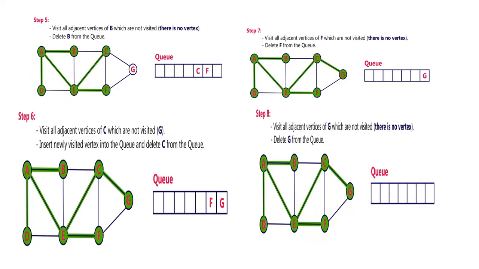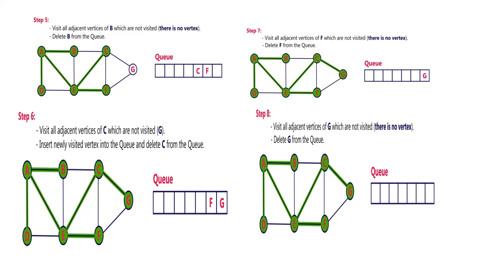Next, we have to check from B. From B, the adjacent vertices are A, E, C, F. All these nodes have been visited, so we remove B from the queue. From C, we have to check what the adjacent vertices are. From C, F, E, B, and G. B, E, F have already been visited, so G is going to be inserted into the queue. And we are going to remove C from the queue.